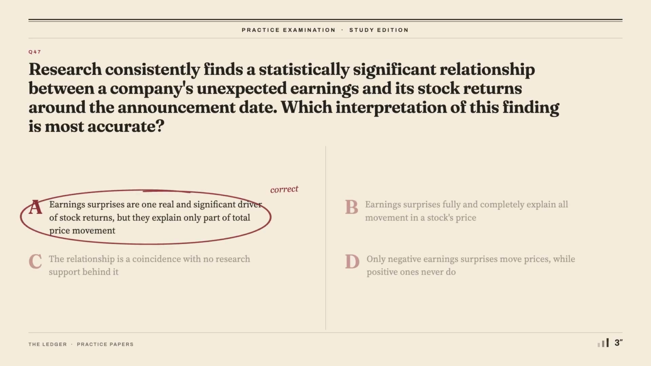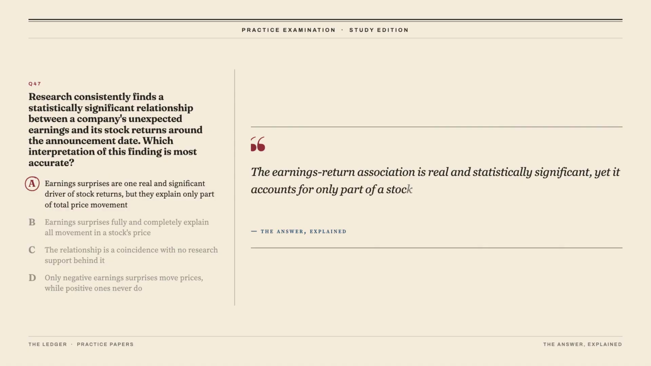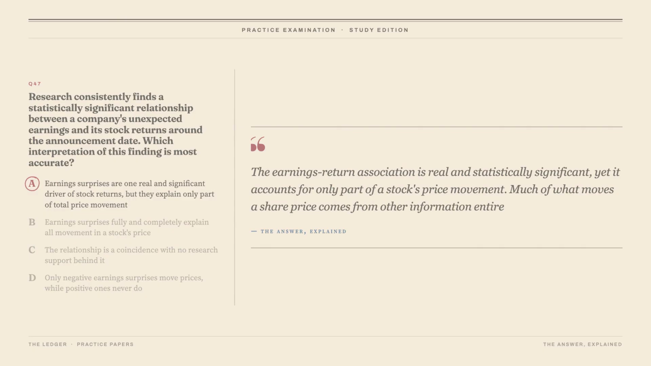The correct answer is A. Earnings surprises are one real and significant driver of stock returns, but they explain only part of total price movement. A is correct because the earnings return association is real and statistically significant, yet it accounts for only part of a stock's price movement. Much of what moves a share price comes from other information entirely, such as changing industry conditions, strategic shifts, or revised growth expectations.